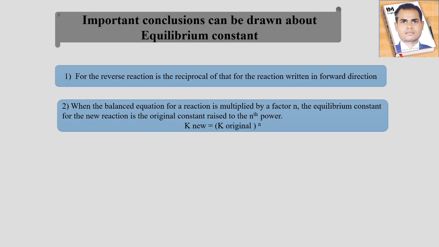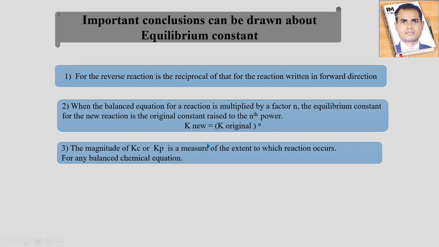And when the balanced equation for the reaction is multiplied by a factor n, the equilibrium constant for the new reaction is the original constant raised to the nth power. So you can write it this way: K new is equal to K original, in brackets, to the power n. So you can write this conclusion for the equilibrium constant.